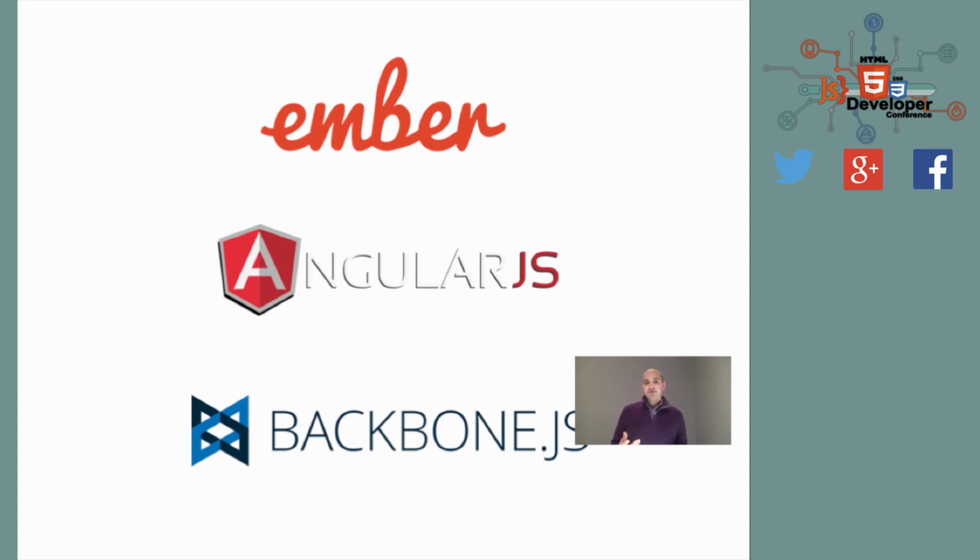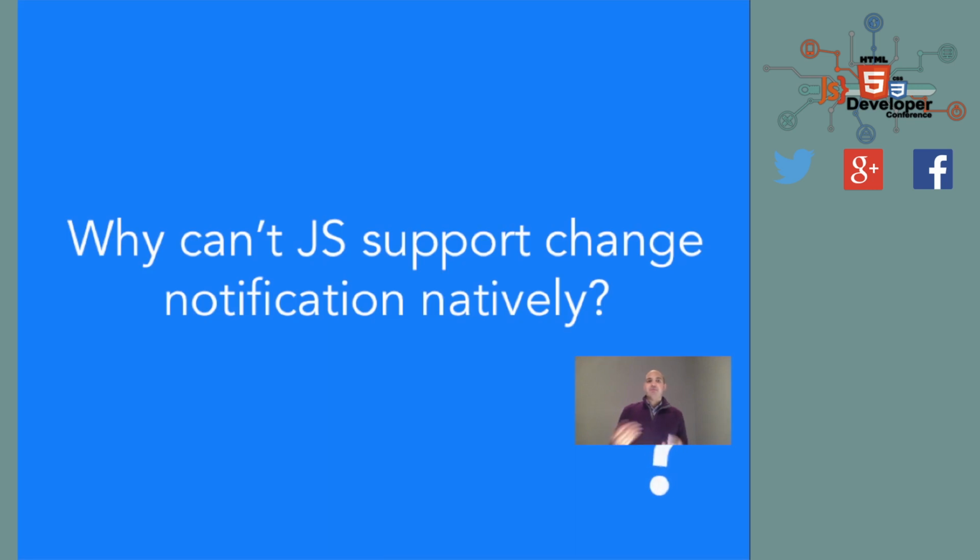Now, Ember, for example, forces you to go through special setters and then does dirty checking. Angular waits until after every event and then diffs the model from what it was before, and Backbone.js leaves it open and you can figure it out yourself. Now, all of these approaches, as I mentioned, have positives and negatives. So the question is, why can't JavaScript support change notification natively? I mean, if all these frameworks are doing this, why can't we help out and basically improve the performance of this approach and come up with one approach that works for everyone?